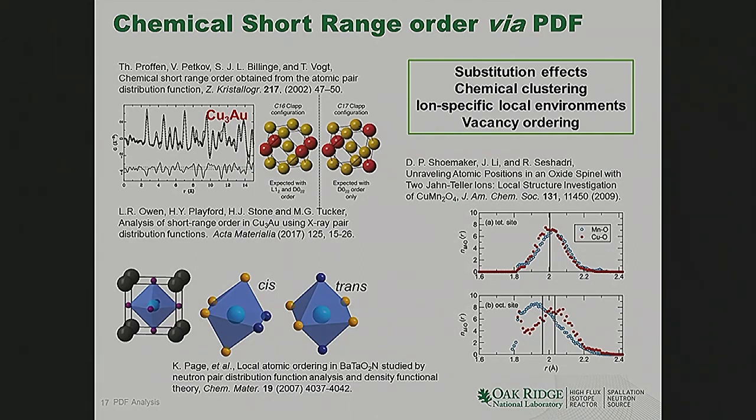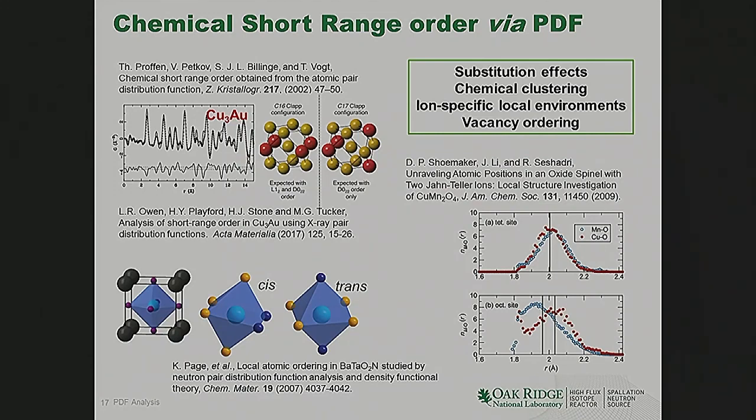different local environment symmetries. This is an example of oxygen and nitrogen, so anion short-range ordering in a perovskite material. And this over here is the result of doing what we call a large box model.